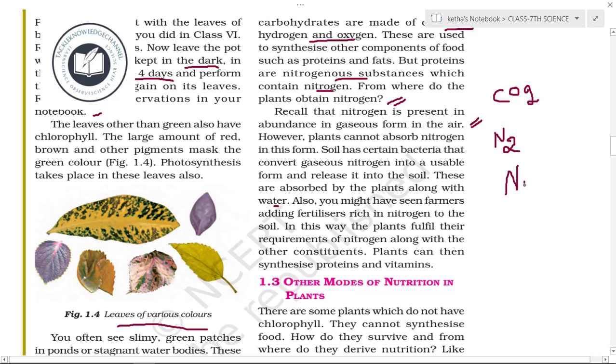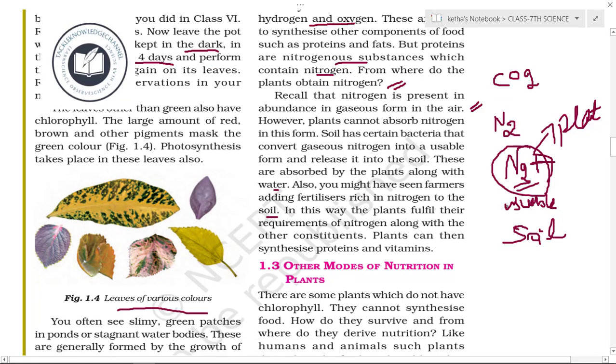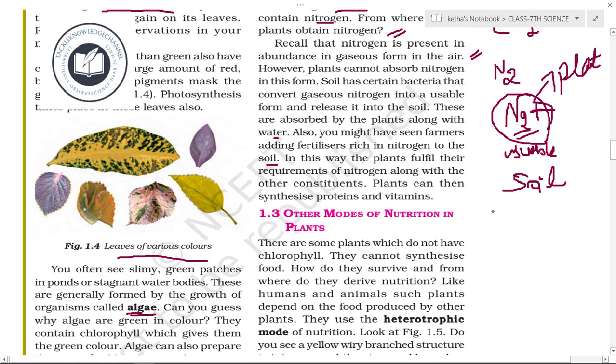So the gaseous nitrogen is converted into a usable form in the soil, and the plant absorbs this nitrogen from the soil. Also, you might have seen farmers adding fertilizers rich in nitrogen to the soil. Likewise, the plant gets nitrogen from the soil.